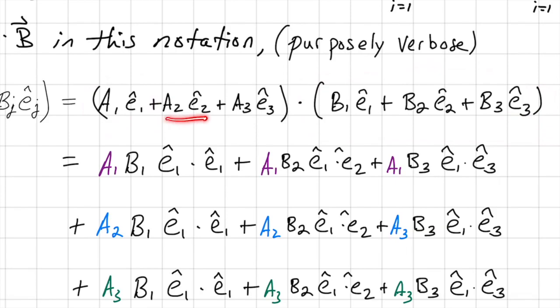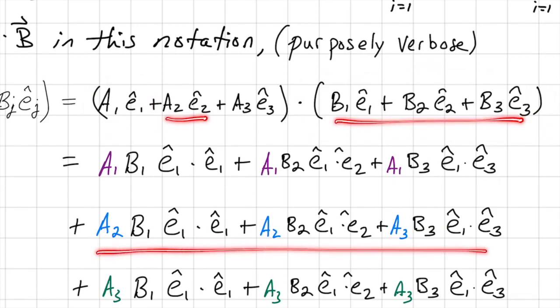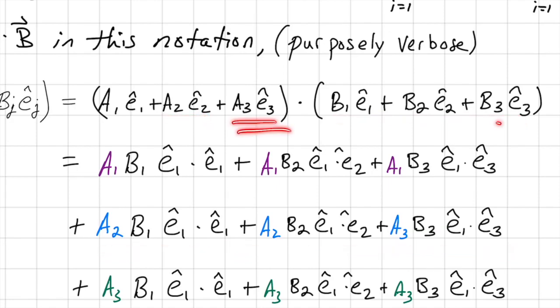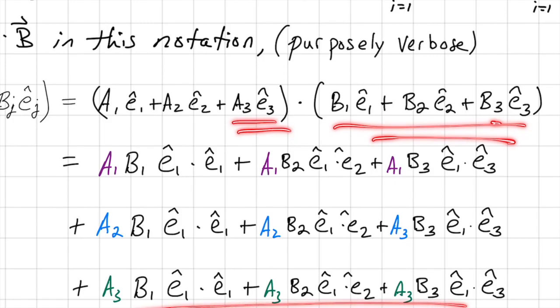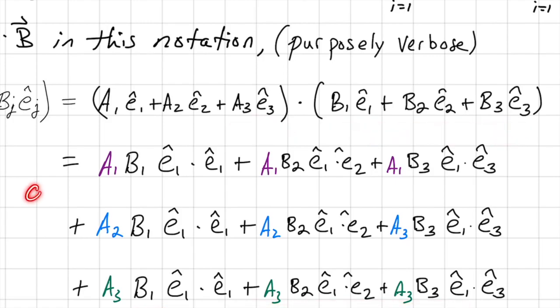Following the same pattern from here to here, I now get three more terms. And then finally, from here into here, I get three more terms for a grand total of nine terms. So it's nine terms, it's a lot, but let's look at what we know.